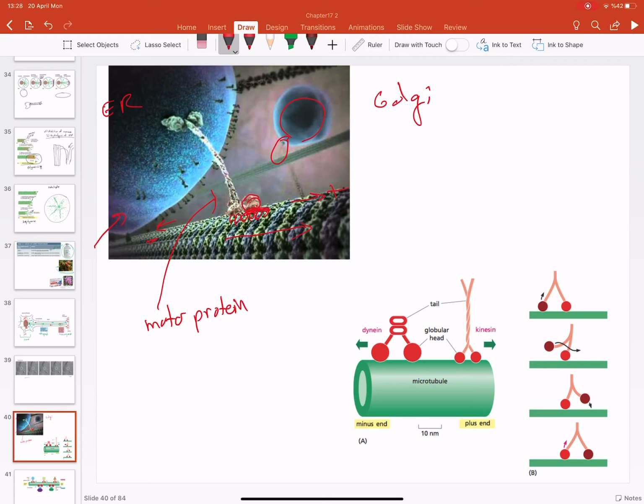And we have two different kind of proteins, motor proteins that walk on the microtubule, kinesin, which is going to the plus direction, and dynein, which is walking to the minus direction. So maybe this guy took something from the lysosome and it's taking it to Golgi, so it must be a dynein walking in the opposite direction.